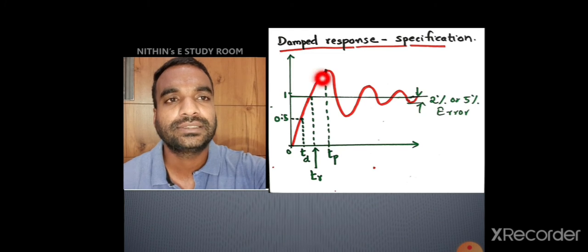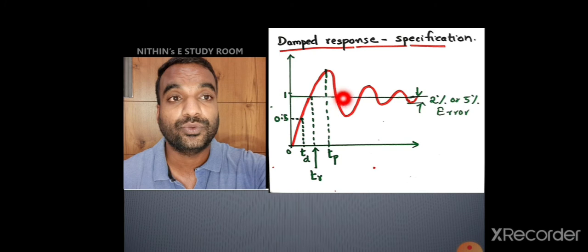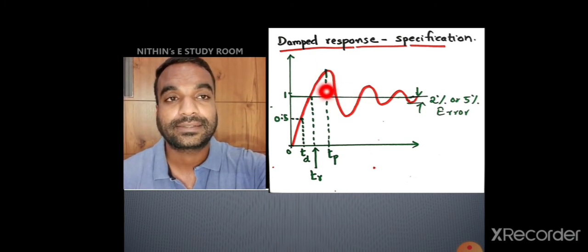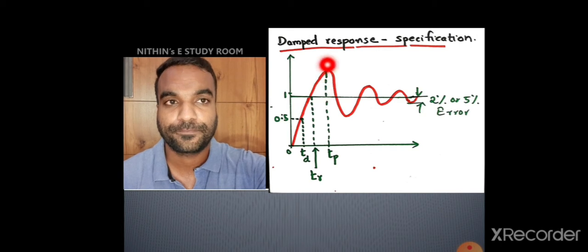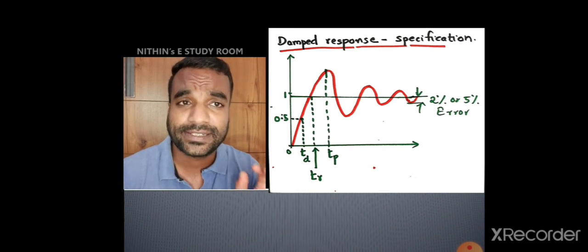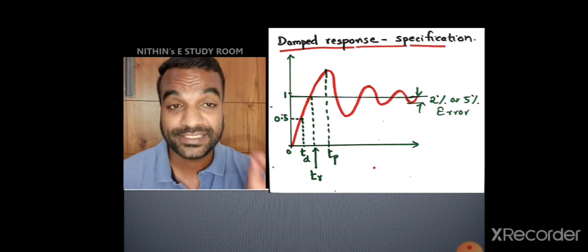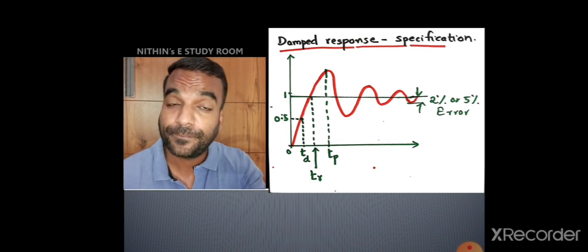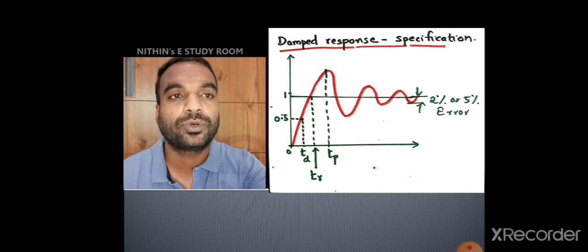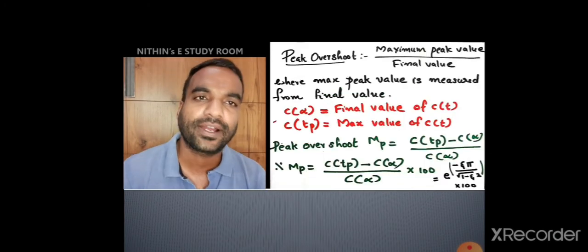Maximum peak value is the value of the peak rise above the final value. This is the final value, and this is the maximum peak value. You should have a clear idea that maximum peak value is measured from the final value only, not from the zero axis. Let us check where maximum peak value is measured from the final value.